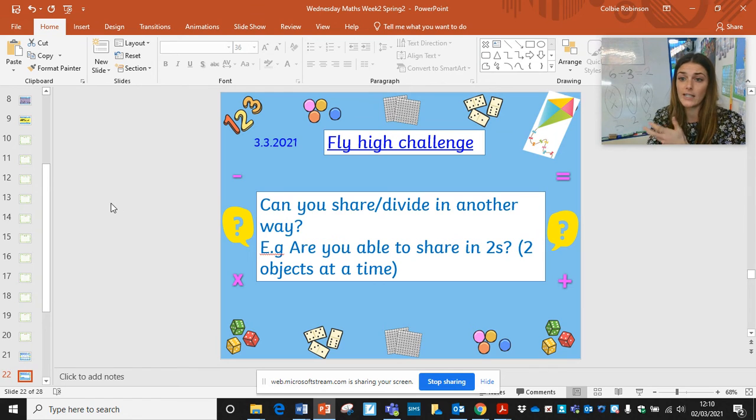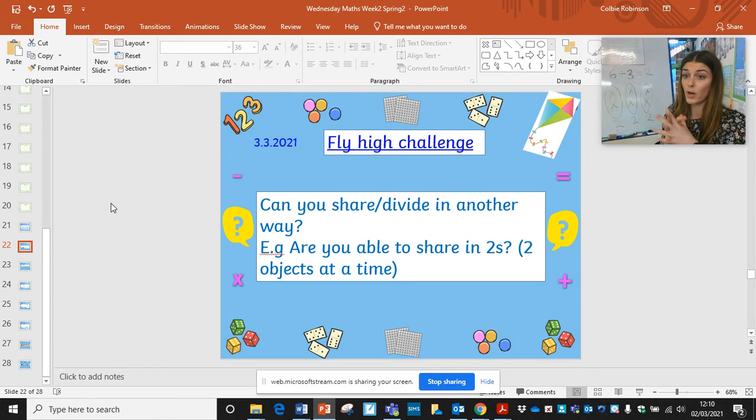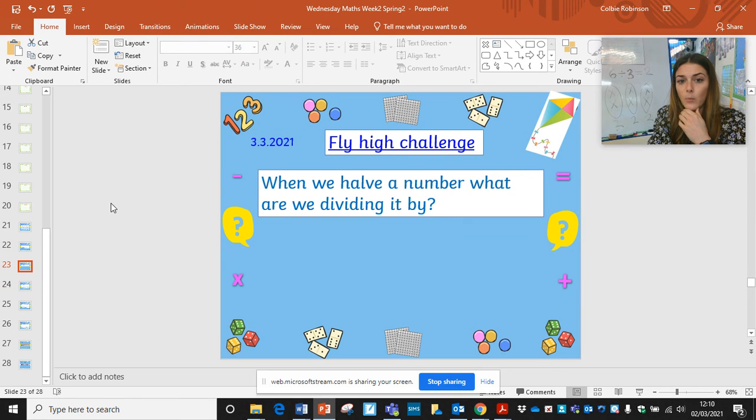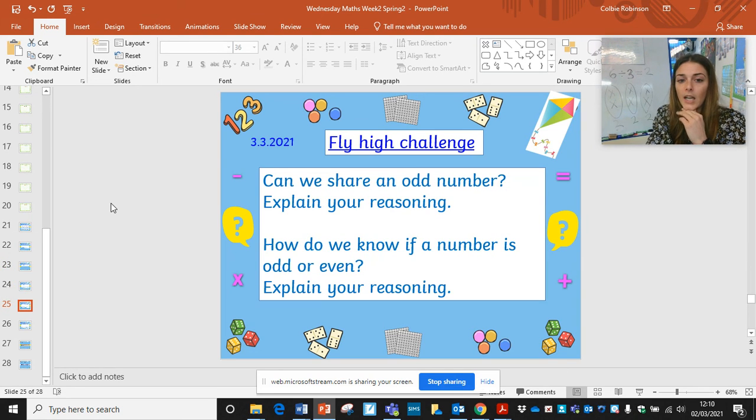So can you share or divide in another way? So you might know your number factor, 2s, 5s and 10s. You might know that, or here, you might have known that you can have 2, 4, 6. You might be able to count in your 2s and know how many 2s are in 6 using your multiplication tables. Then think about when we halve a number, what are we dividing the number by? So remember I spoke about that, so you can always go back to support you with that. And can we share an odd number? And how do we know if a number is odd or even? So there are some questions to think about.